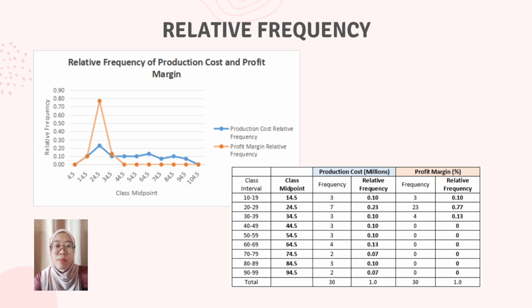For cost midpoints above 44.5, the relative frequency of profit margins drops to zero, indicating no profits in higher production cost ranges. Both variables align best at the 24.5 midpoint, suggesting this is the optimal cost range for businesses.